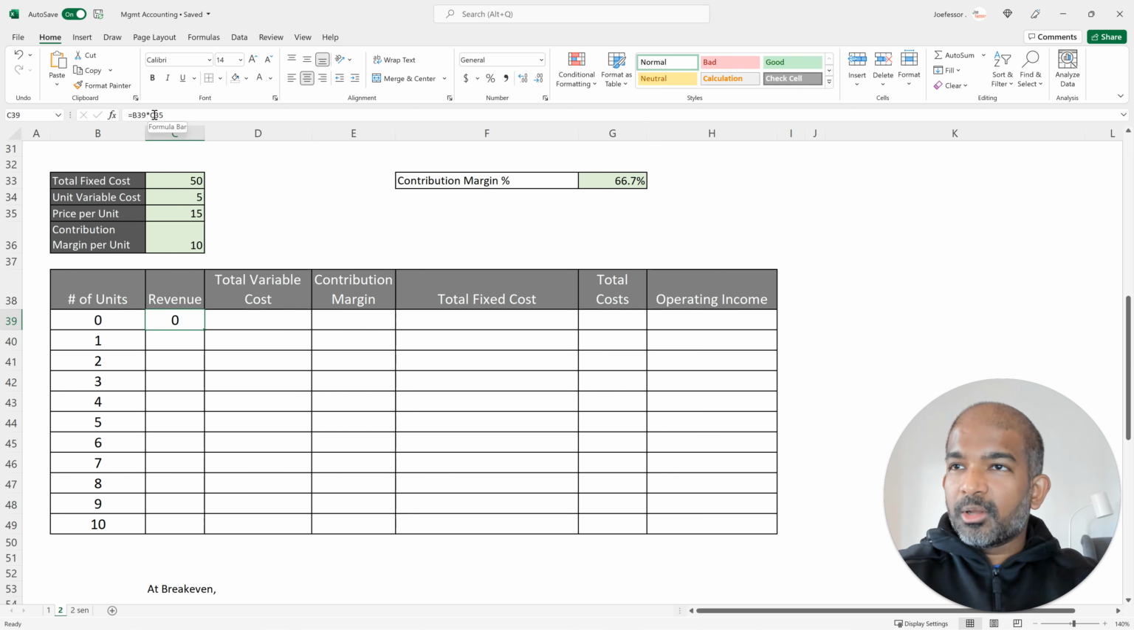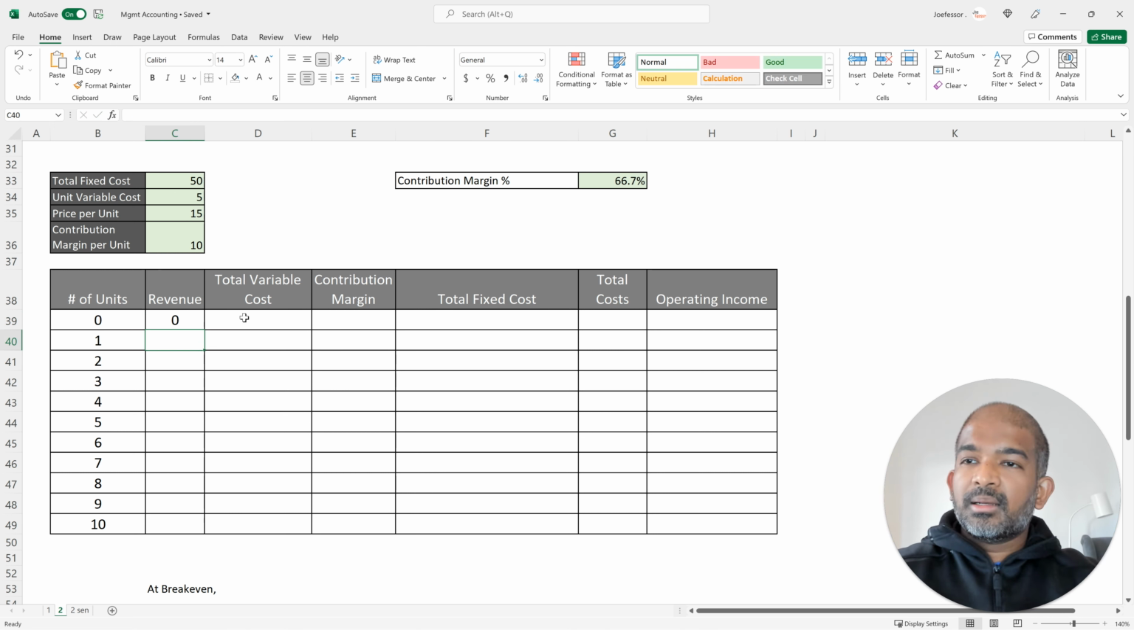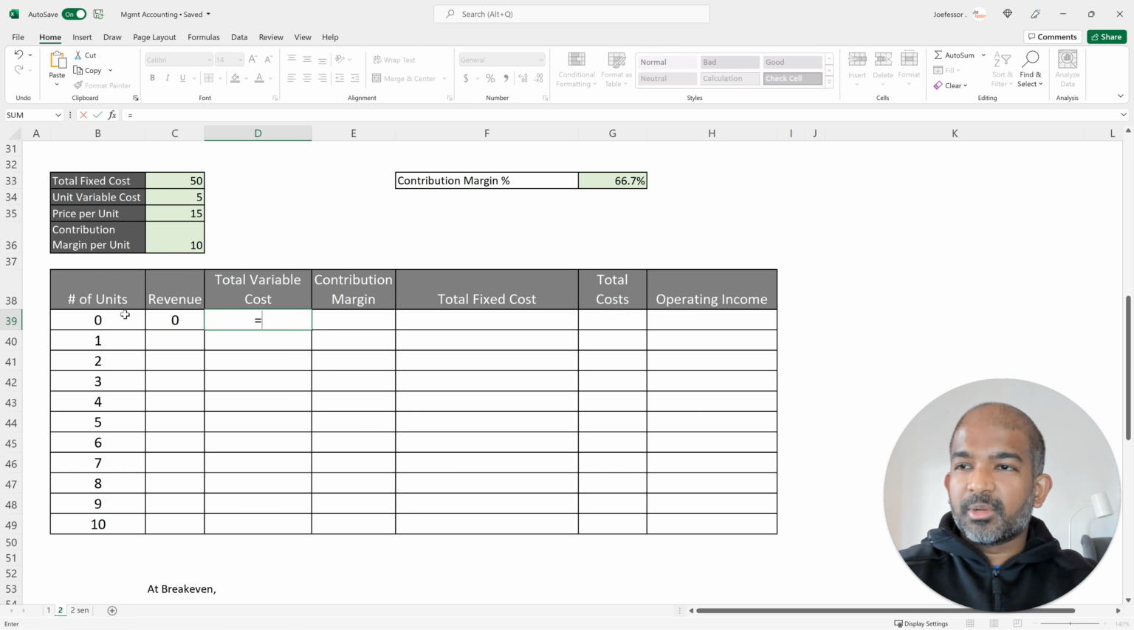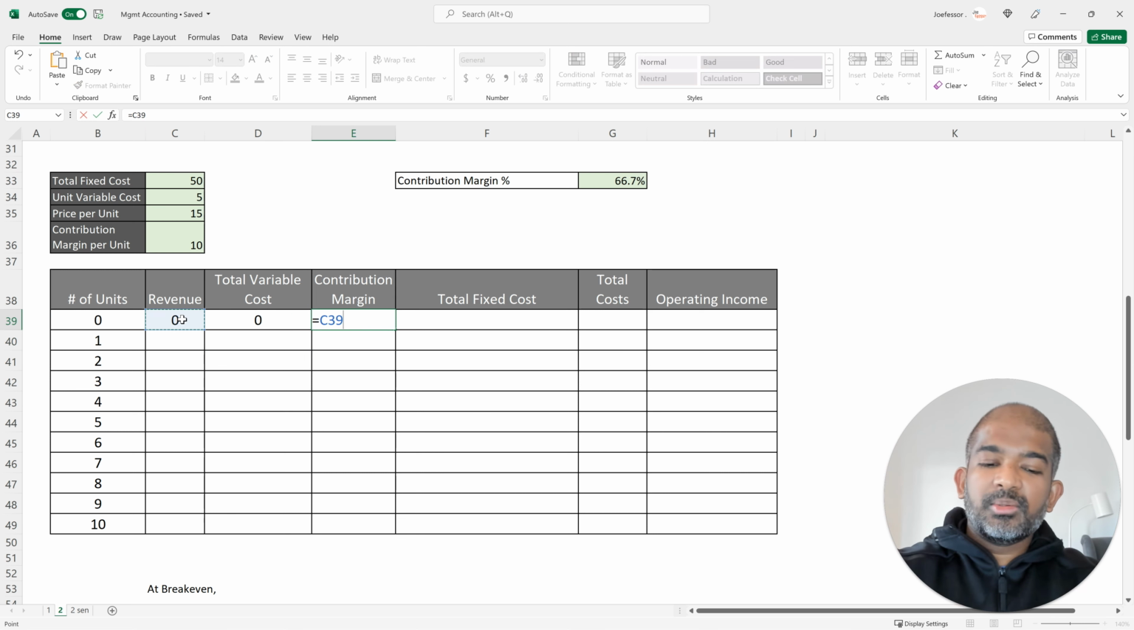I'm going to block the cell so I can click and drag that. How do you get the total variable cost? You multiply the number of units sold with the variable cost per unit. Again, I'm going to block the cell with my variable cost in there so I can click and drag that. My contribution margin is basically my revenue minus the total variable cost.